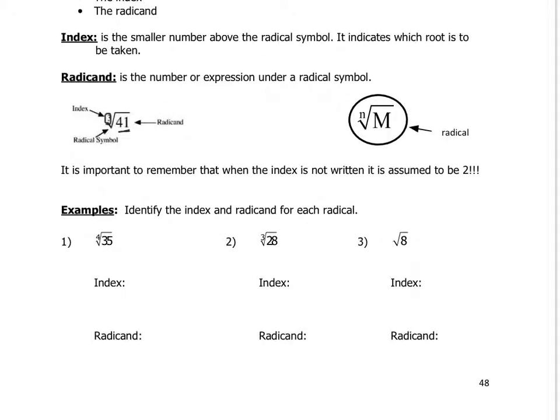First one, identify the index and radicand for each radical. So the first one, the index would be 4, and the radicand is the number underneath the radical symbol, which is 35. The second one, the index is 3, and the radicand would be 28. And the last one, the index is understood to be a 2, and the radicand would be 8.